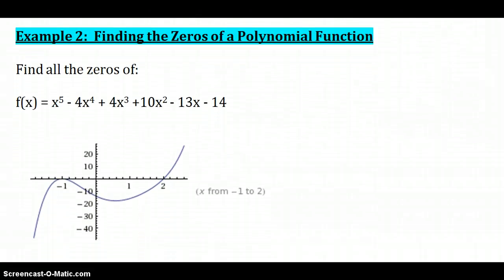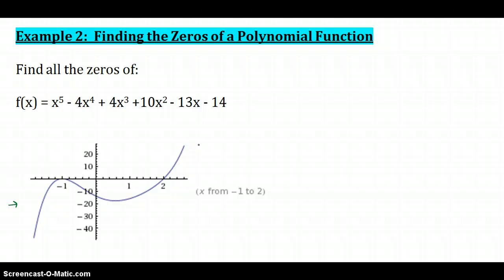The directions ask us to find all the zeros of the function. Now we have a lot going on here because we have a polynomial starting with x to the 5th. I have the graph right below here to help us out. We can tell that it's an odd function, so our graph is going in opposite directions. The first thing we're going to do is list the possible zeros. That's going to help us out here.